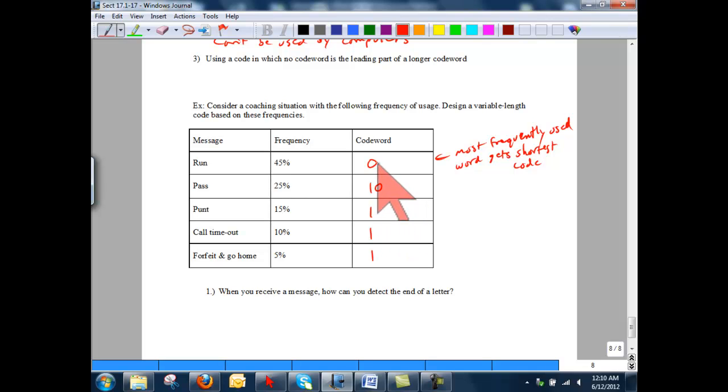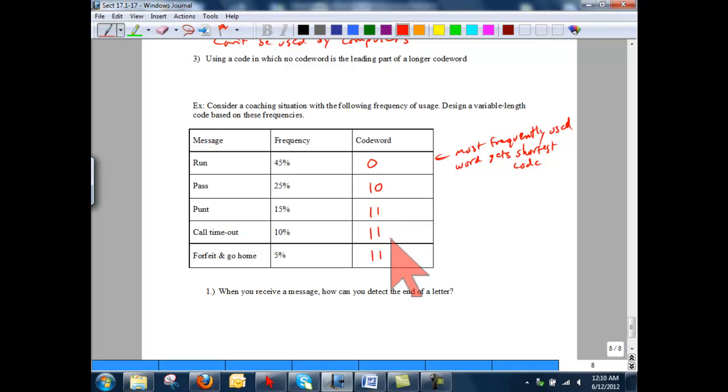If I receive a 0, I know it's run. If I receive a 1, I listen further. If I then receive a 0, I know it's pass. And that means the rest of the code words can't start with a 1, 0. So they have to start with a 1, 1.